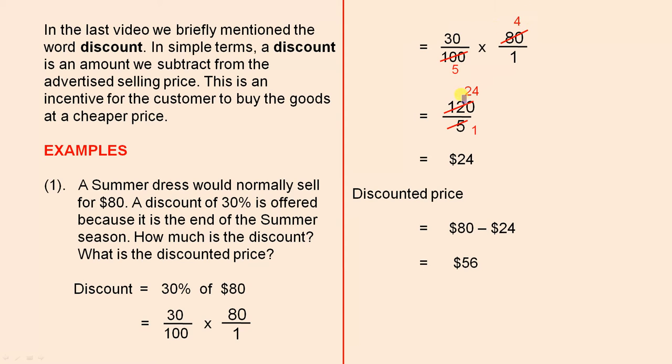So 4 times 30 is 120, and 5 ones are 5. So we have 120 over 5. 5 into 5 goes once. 5 into 120 goes 24 times. So the discount is $24, and the discounted price would be $80 minus $24, and that's $56. So that's the cheaper price.